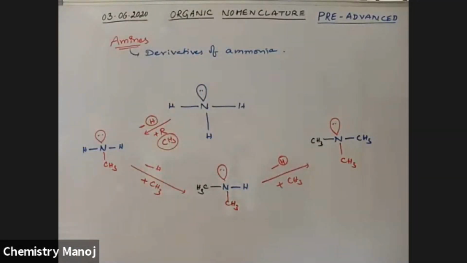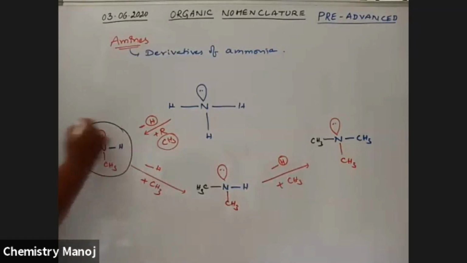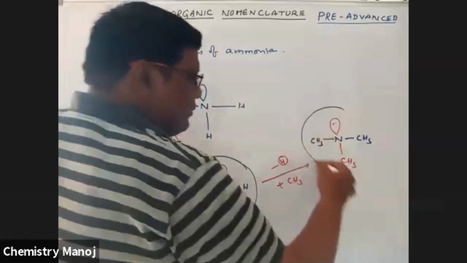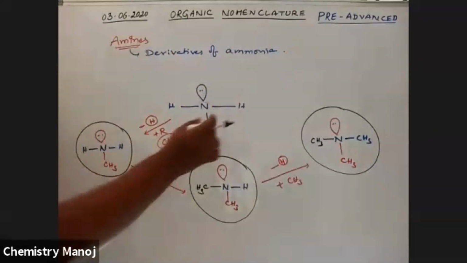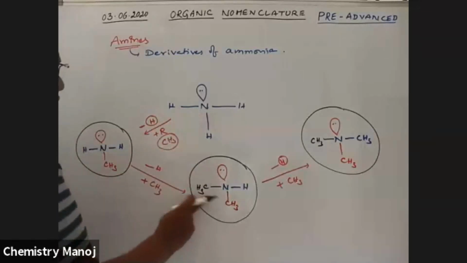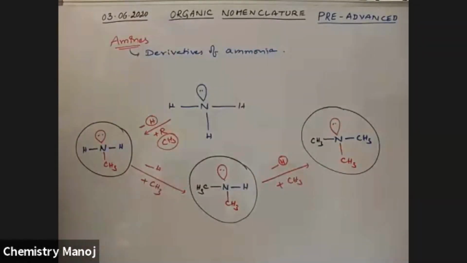That means these are different classes of compounds. This is one, this is the second one, this is the third one. All these are obtained from ammonia. Here one hydrogen is replaced with a methyl group. Here two hydrogens are replaced with methyl groups. Here three hydrogens are replaced with methyl groups.